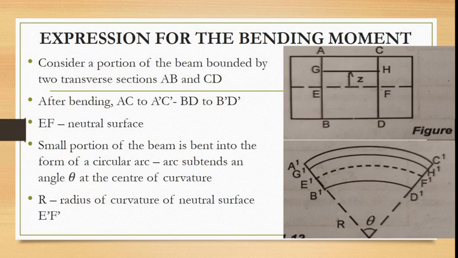And you know that there is a surface or layer in which neither elongation nor compression occurs. That surface is known as the neutral surface. Here EF represents the neutral surface, and EF is neither elongated nor shortened.